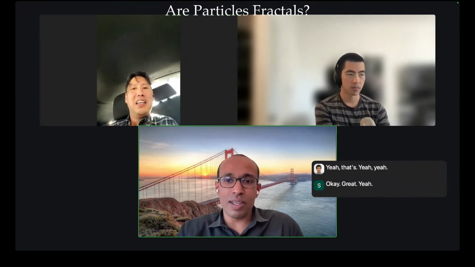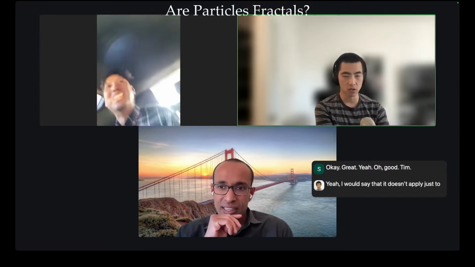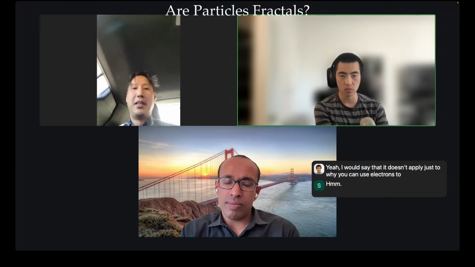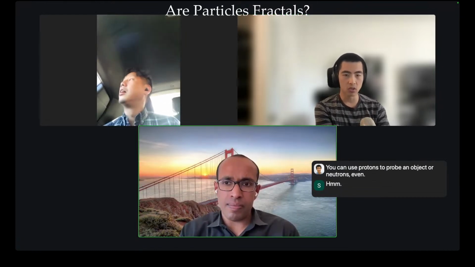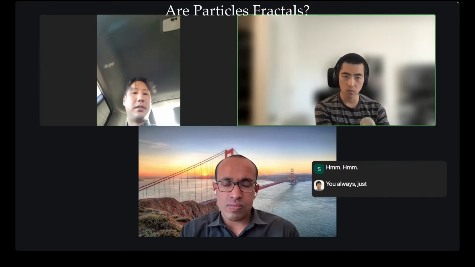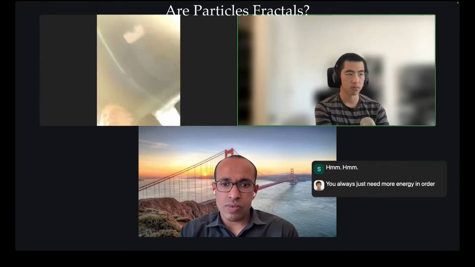Good, Tim. I would say that it doesn't apply just to light. You can use electrons to probe an object. You can use protons to probe an object, or neutrons even. You always just need more energy in order to probe smaller stuff.